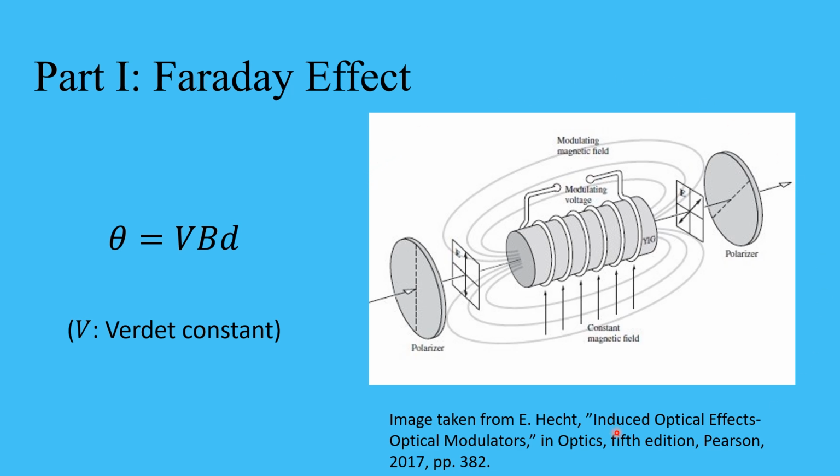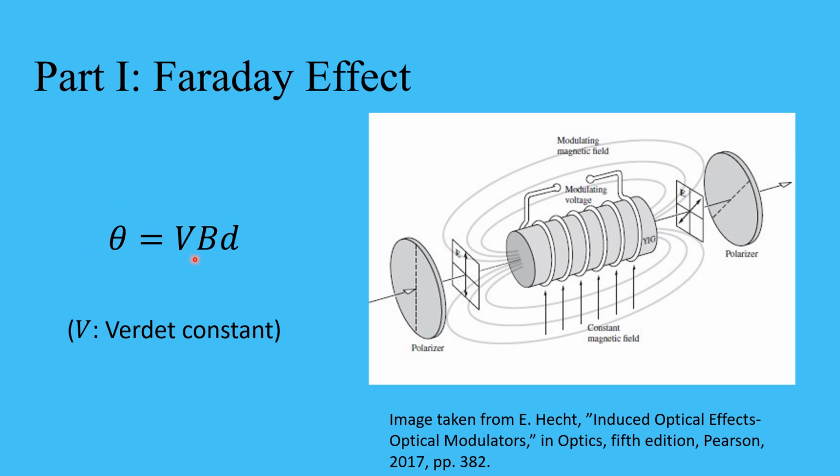As you can see in the figure, we have a linearly polarized light coming towards a magnetic field, and this magnetic field causes the light to rotate a little bit, and you can see that the light exits the magnetic field with a different polarization. This is the Faraday effect, and this is the equation we can use here. This is the rotation angle.